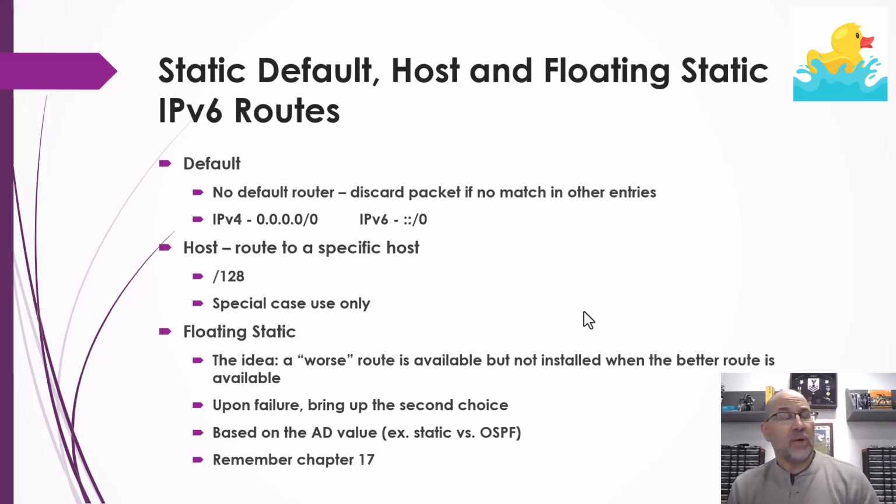Now the floating static, we've talked about this before. Remember chapter 17 when we talked about IPv4 static routes that are floating. And the big deal here is that you've got a route that's available, but we're ignoring it because its admin distance is inferior.